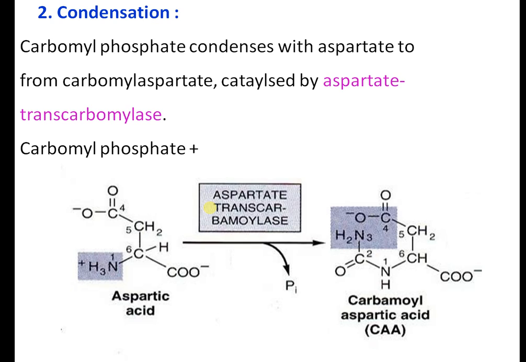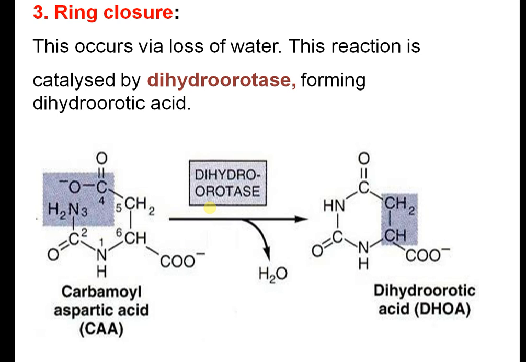So what is the condensation? Carbamoyl phosphate condenses with aspartate to form carbamoyl aspartate, catalyzed by aspartate transcarbamoylase. Then ring closure occurs via the loss of water, a reaction catalyzed by dihydroorotase, forming dihydroorotic acid from carbamoyl aspartic acid.